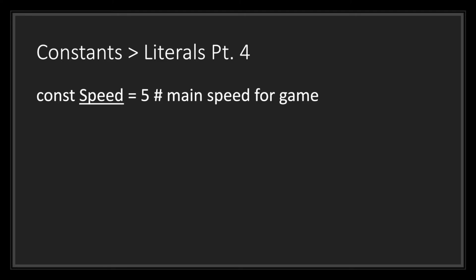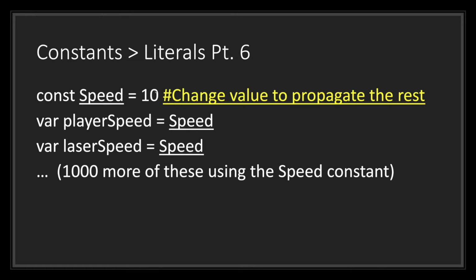As time passes by, maybe we have 1,000 lines of code that rely on our constant speed. As you can see here, we have changed one line of code. We have changed the speed from 5 to 10. And now this change in our value to our constant speed will propagate to the rest of our code. As you can see here, we have essentially edited 1,000 lines of code by just changing one line of code. This is the power of using constants instead of injecting literal values.